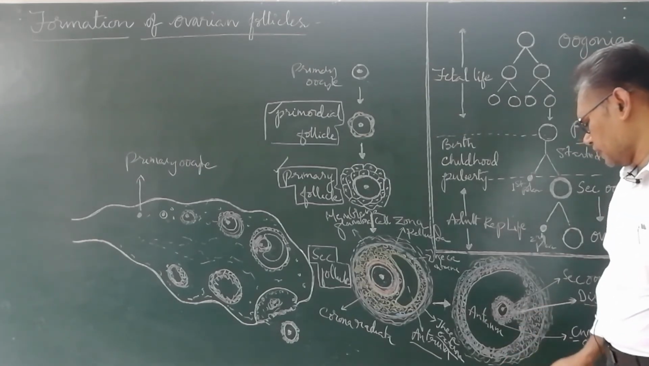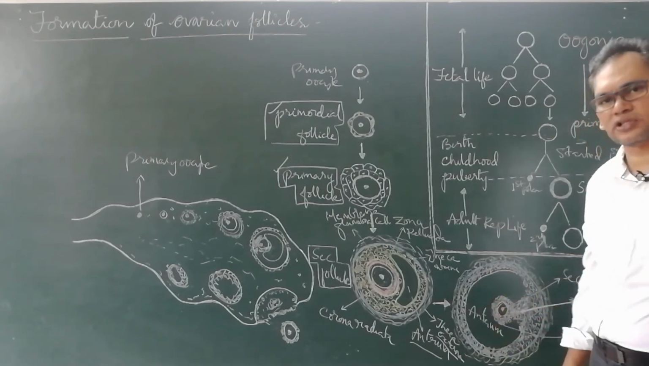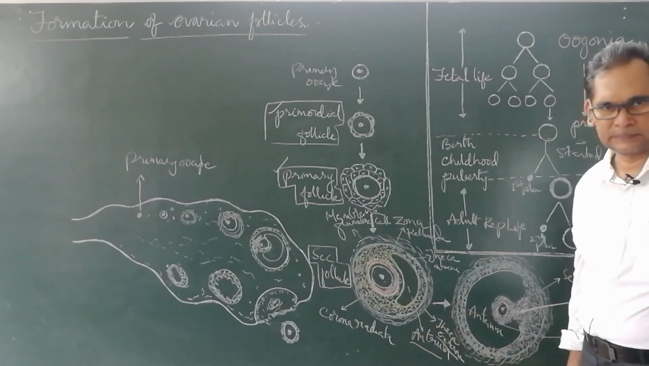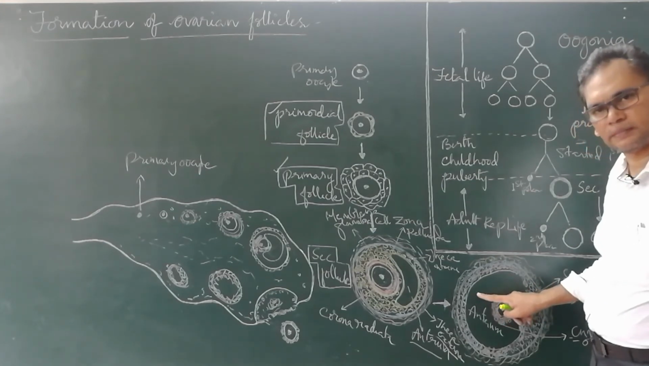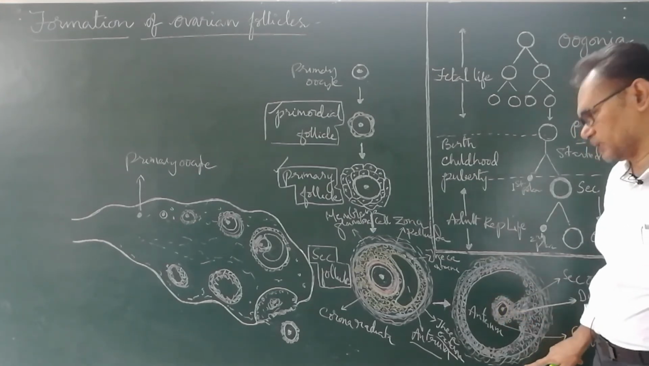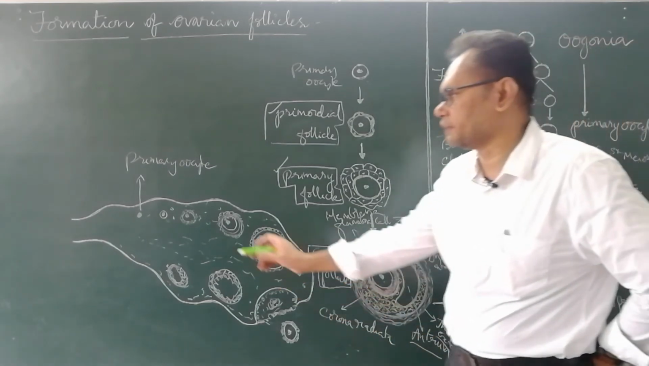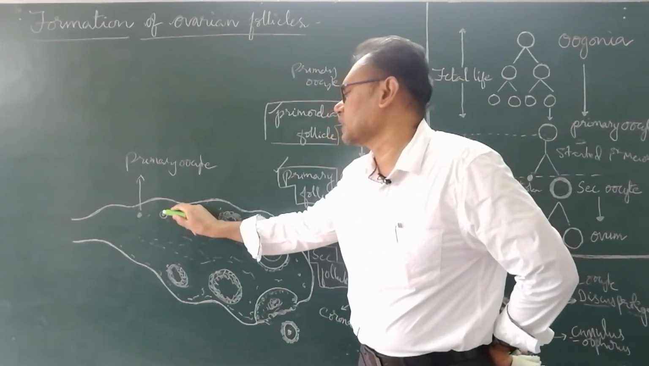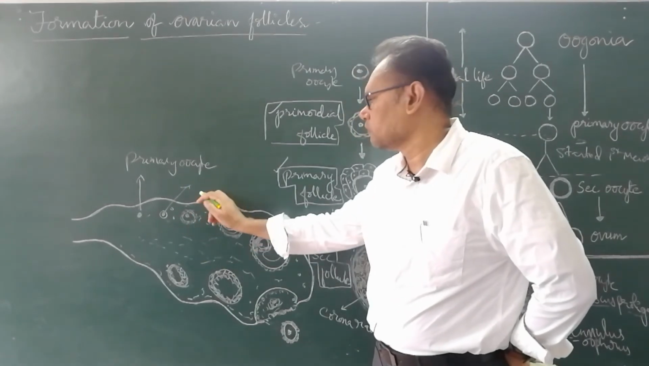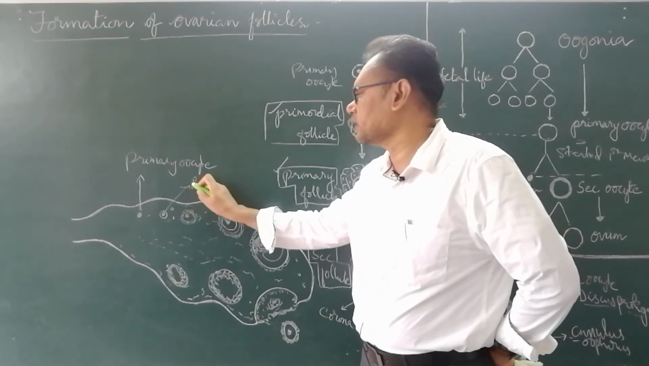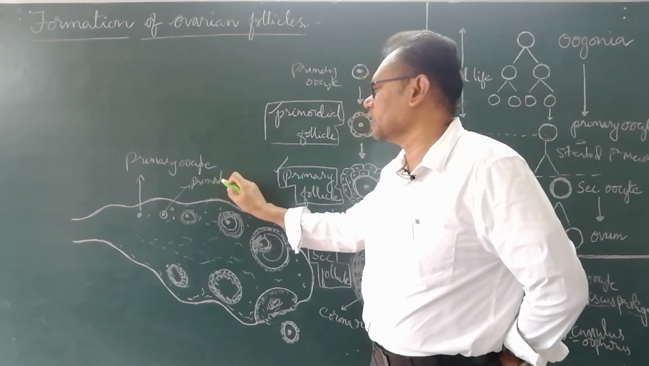Okay. Now this is antrum, otherwise also called liquor folliculi, the fluid filled cavity. Now this is called tertiary follicle. Here is the primary oocyte. Now this is the primordial follicle.